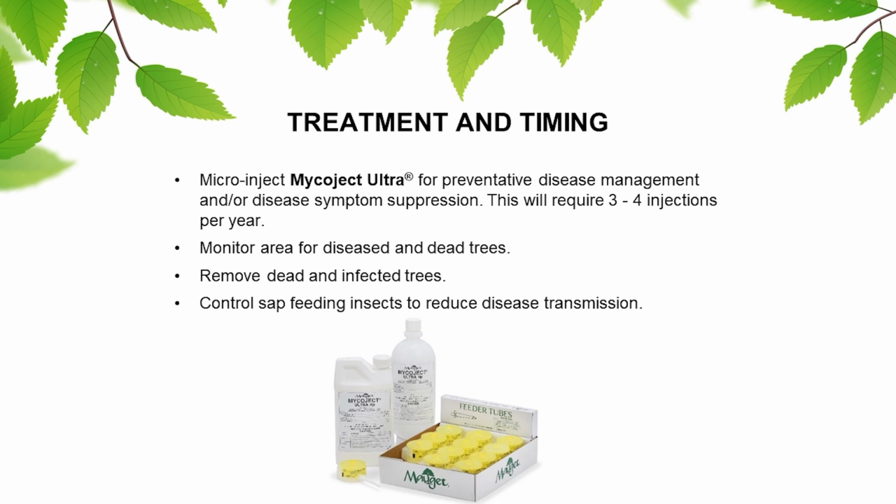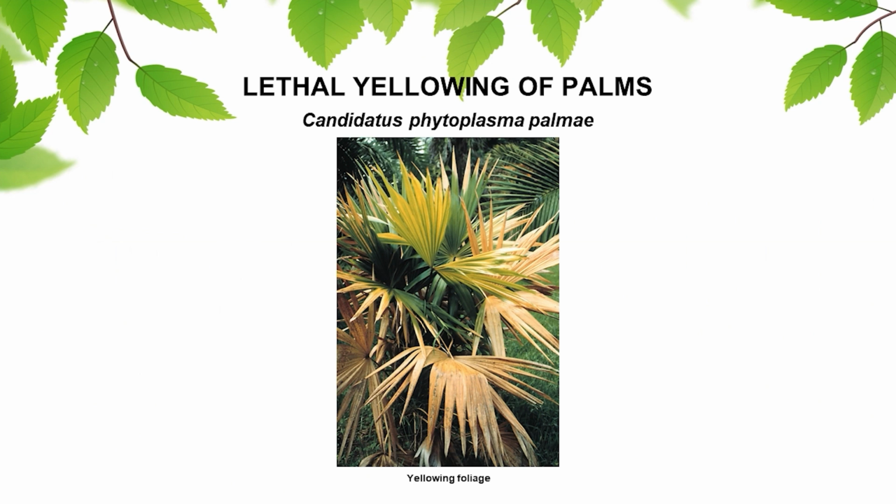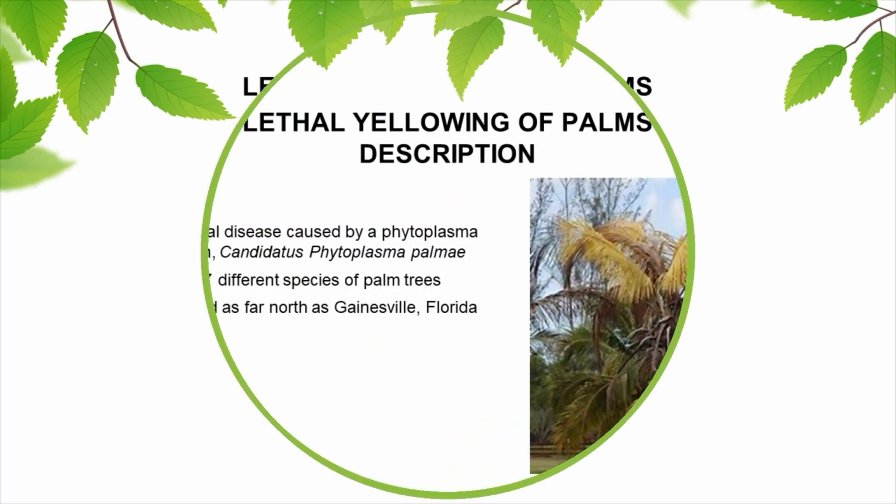Microinject Ultra is available in 6 milliliter capsules and 1 liter bottles. Lethal yellowing of palms. Lethal yellowing of palms is a disease caused by a similar bacterial pathogen as lethal bronzing disease, but they are distinct bacterial pathogens. A few palm species are susceptible to both pathogens.